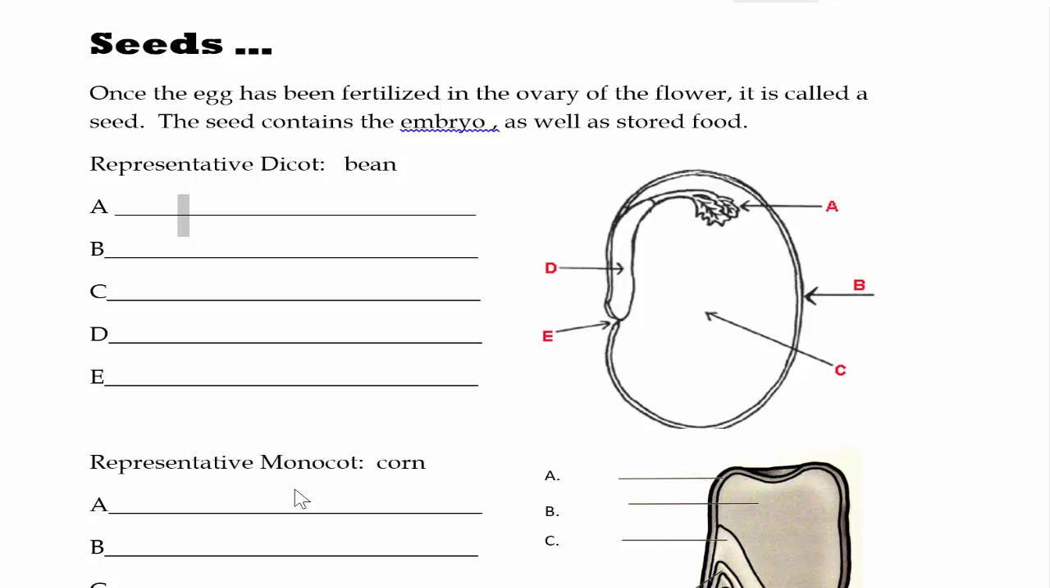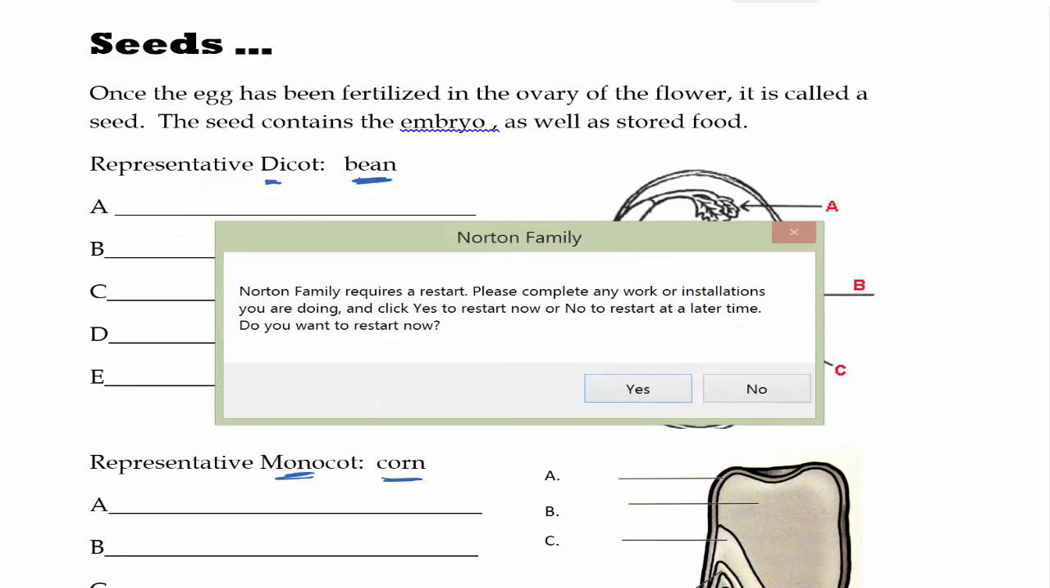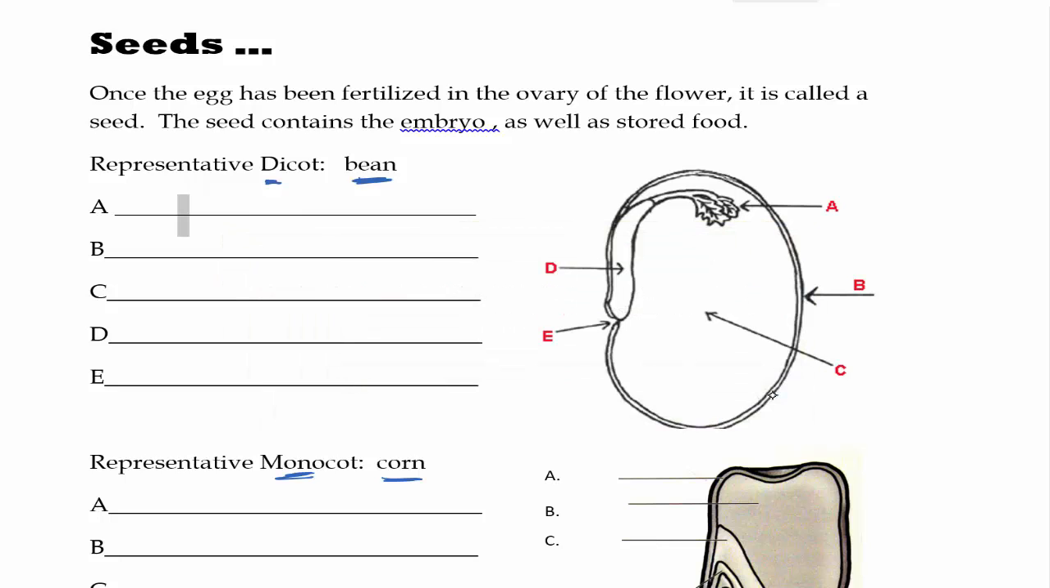The difference really is in those seed leaves. When you have a bean and you plant it, you get 2 seed leaves that pop out of the ground after germination. When you have a seed like corn, which is a monocot, you're going to get 1 seed leaf that pops out of the ground. So you need to know the structure and the function.